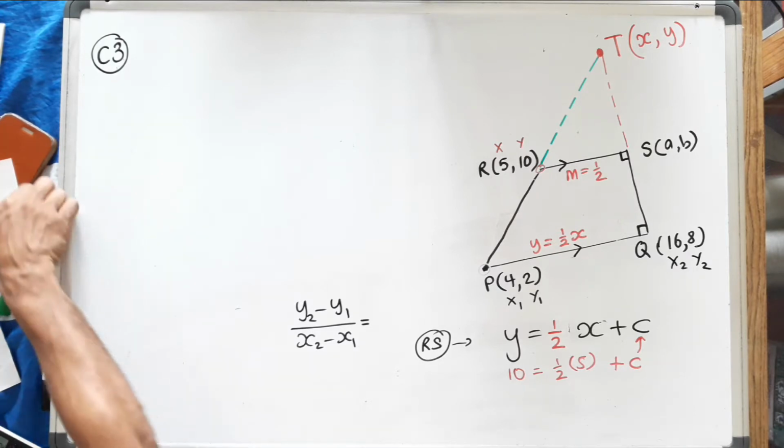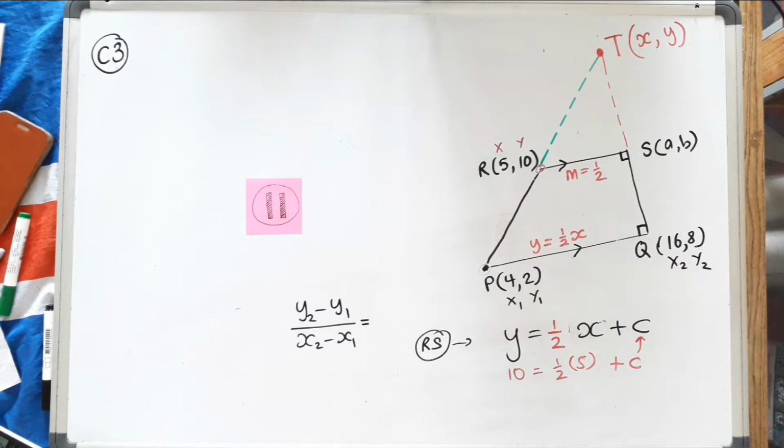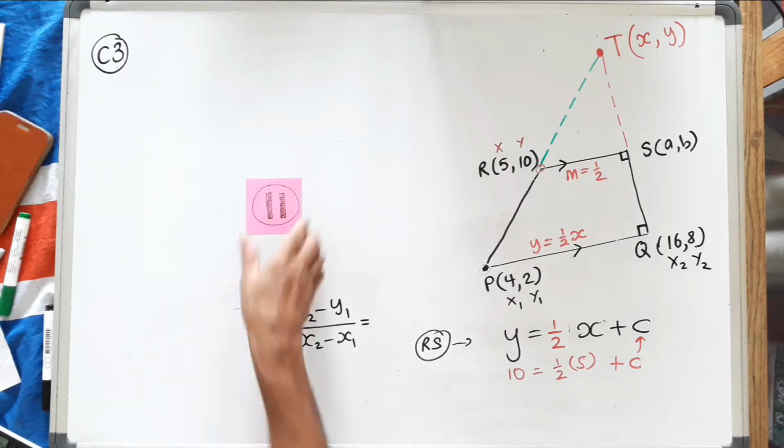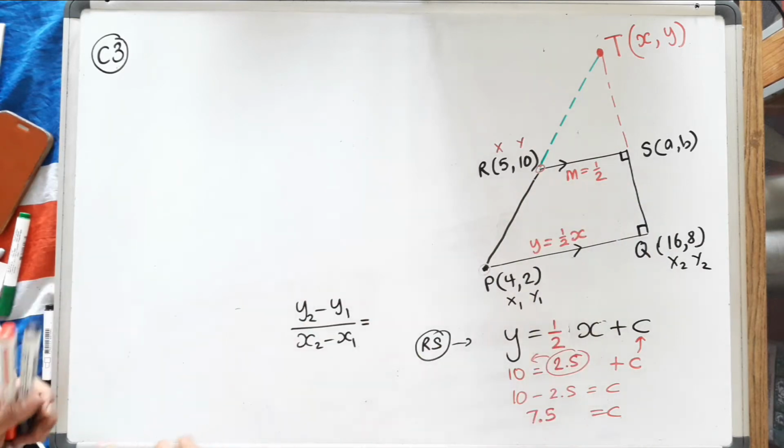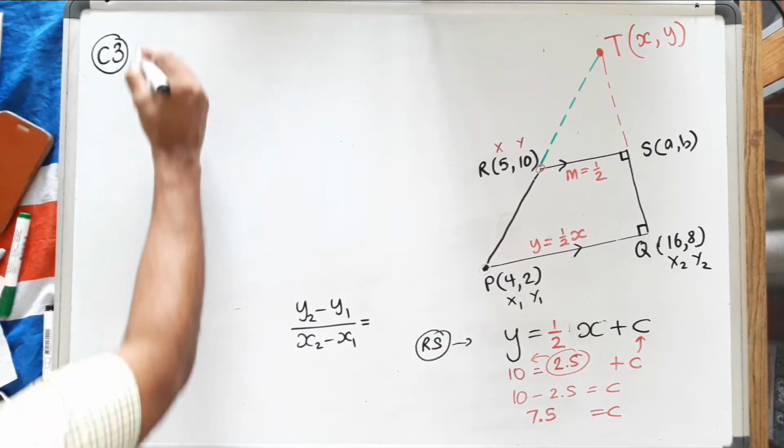Alright, so see if you can solve for c, and let's see if we get the same answer. Alright, so let's continue. We have a half multiplied by 5, that's easy. That's 2.5. Throw across the positive 2.5, you get minus 2.5. So C should be 7.5. Alright, so let's double check everything here. Okay, so now we have the equation of RS. Now I'm going to write it over here so that you can see everything better.